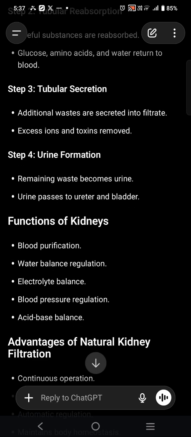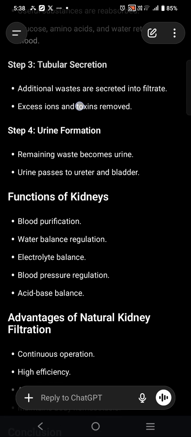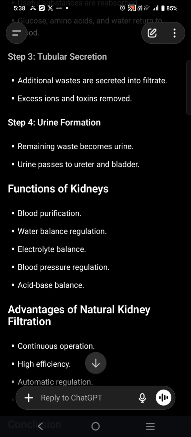Tubular secretion: additional wastes are secreted into the filtrate. Excess ions and toxins are removed. Urine formation: the remaining waste becomes urine and passes to the ureter and bladder.